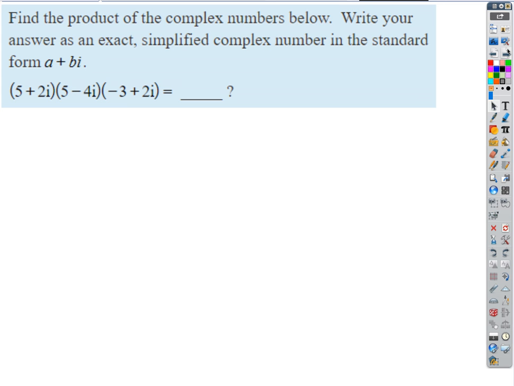Okay, last one for today. So I picked the hardest one I could. Products of complex numbers. First of all, how many numbers are there up here? Well, I'd say there's 3. There's 3 complex numbers, right? We have the complex number 5 plus 2i times the complex number 5 minus 4i times the complex number negative 3 plus 2i. Okay, now what's our rule?